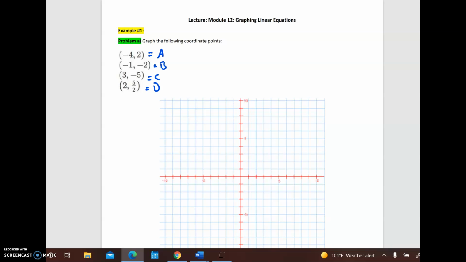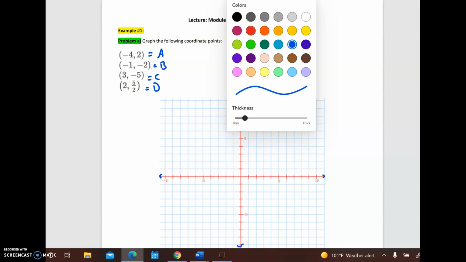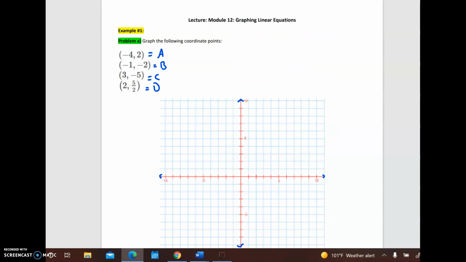And then we're just going to put a dot at the intersection where each of those coordinate points happens to be. So let me put the actual arrows on the axis, and then for the first coordinate point it's going to be -4, 2. Remember that all of these are expressed as x and y. So -4, this is 1 2 3 4, and then 2, it's going to be right here.